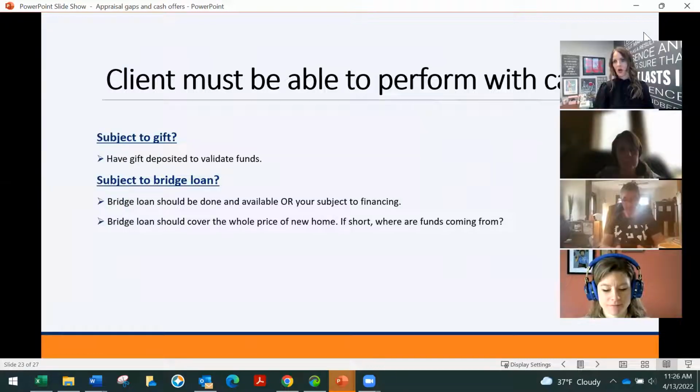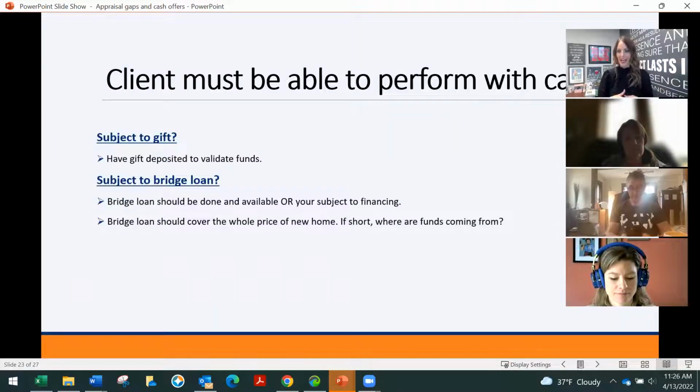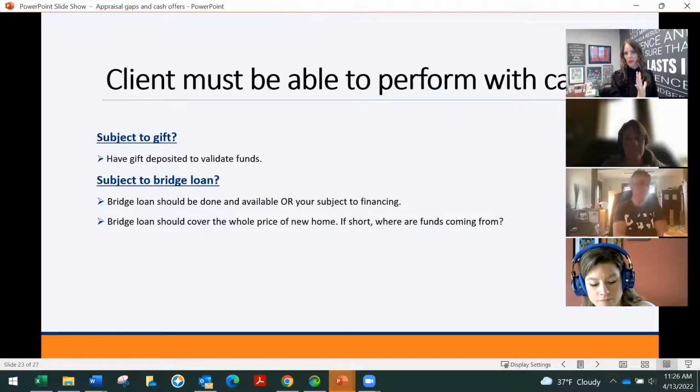So if you write a cash offer, the client has to be able to perform with cash, meaning they got to have it. So if they are getting a gift, the gift should be deposited or given to them already so that you can literally validate funds if needed. If they are subject to a bridge loan, the bridge loan should be done. So if they're pulling all the equity out of their current property, the departure property, if it is subject to still getting the bridge loan, you are subject to financing. That is not a cash offer.